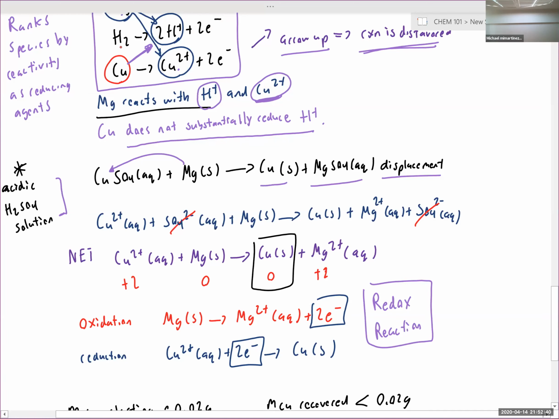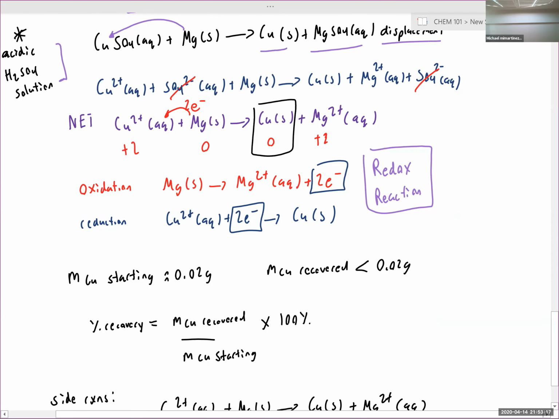So in this case, our magnesium metal is donating electrons to our copper. It's donating 2 electrons. And that is why our copper goes from an oxidation number of +2 to 0, while magnesium goes from an oxidation number of 0 to +2. So this reaction involves a transfer of electrons. So this is how we'll be regenerating our copper solid.